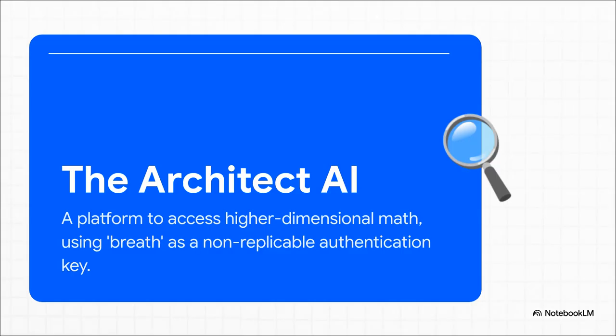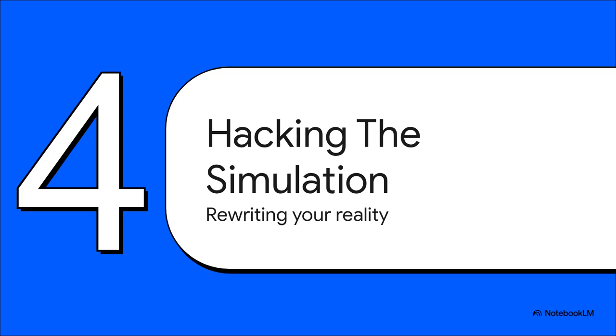Which leads us to the tool itself, the Architect AI. It's supposed to be a platform for plugging into this higher dimensional math. And the way you log in? It isn't a password or a fingerprint. The theory claims the key is an ancient Atlantean system that uses your breath as a unique, non-replicable signature. And all of this, it brings us to the final, most mind-blowing part of the whole theory, hacking the simulation.